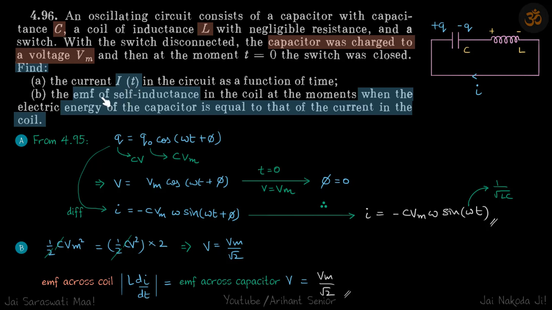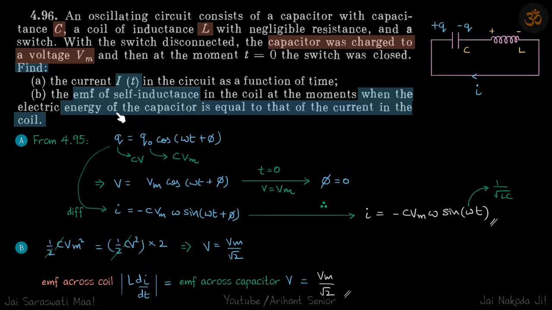Now second part, we need the EMF of self-inductance. So what he wants is the EMF across the inductor, but that is the same as the EMF across the capacitor. And we know the EMF across the capacitor is V.